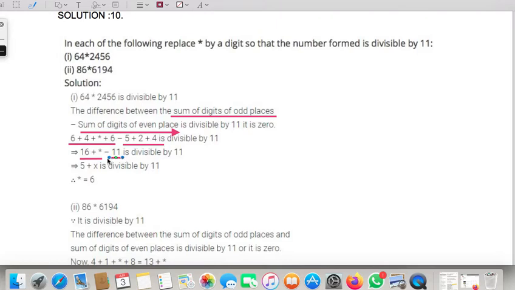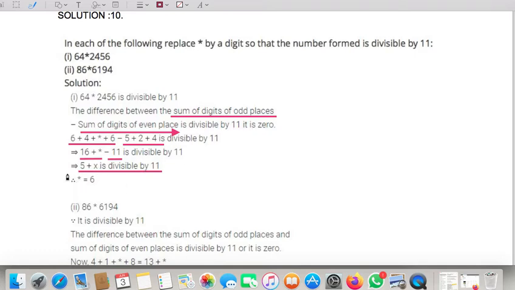If I subtract the two, students, you need to know now, we cannot subtract this star, so we need to find it out. Let it be as it is. But 16 minus 11 is 5. So 5 plus x, now let this star be x. This is divisible by 11. So what can it be? Yes, we cannot make it 0.